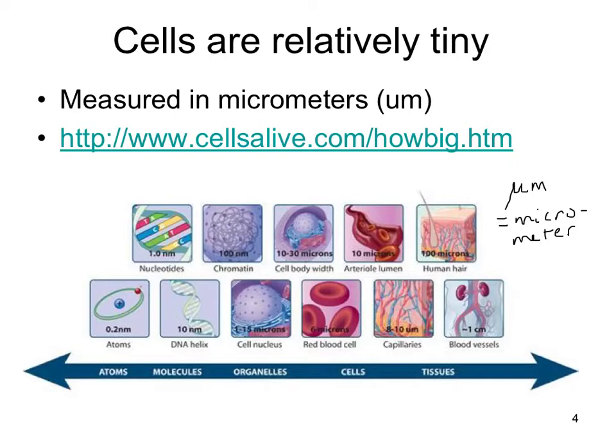The image shown in this slide gives us a feeling of scale, taking us from the atomic level, over here on the left, to the tissue level, over here on the right. So cells fall in here.